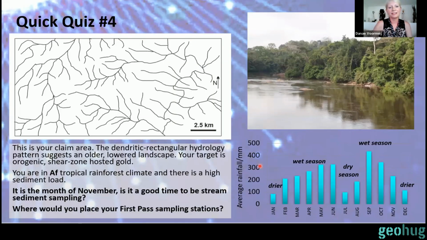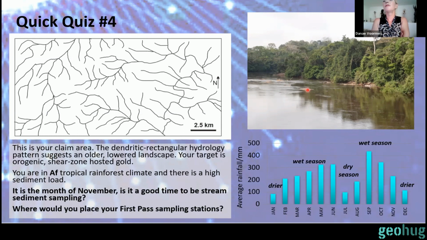All right, quick quiz. All right, everybody's paying attention still. That's great. This is your claim area. It's a dendritic rectangular hydrology pattern, and that's that lowered landscape classic. Your target is orogenic shear zone hosted gold. You're in a nice tropical rainforest, and there's a high sediment load. It's the month of November. Is it a good time to be stream sediment sampling?